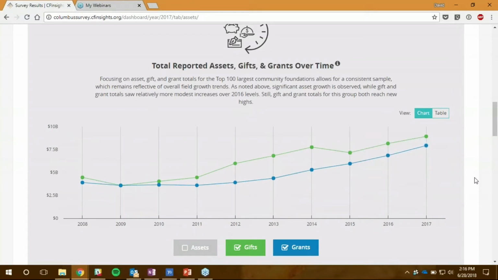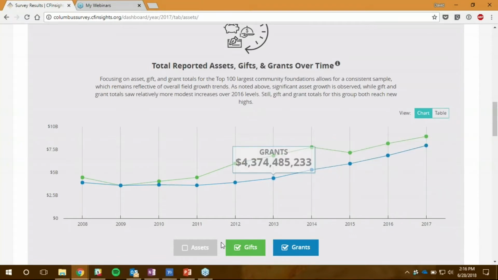Gift and grant totals are also on the rise. So for this group of community foundations, both of these metrics did reach new highs. Grant increases are going to be a reflection of overall donor intent, but what I should also mention is that it is the result also of community foundations that are keeping to their mission and payout goals to keep in line with the asset growth that they are also experiencing. So these grant making totals are on the rise as well.